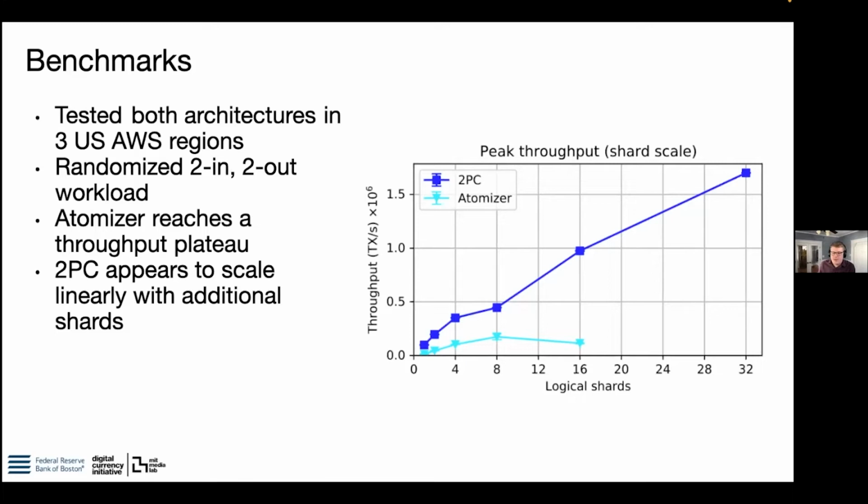However, the two-phase commit architecture really seems to scale pretty much linearly with additional shards. We tested the two-phase commit architecture all the way out to 32 shards, and with that, we were able to achieve about 1.7 million transactions per second. But it seems that two-phase commit would continue to scale. So if we did a test with 64 shards, I would expect that we would get even more throughput out of it. The main challenge there being the scale of the test and the number of machines you need in order to run a test of that size.